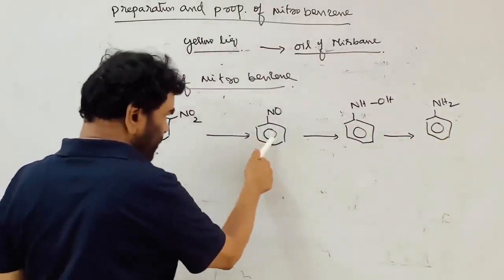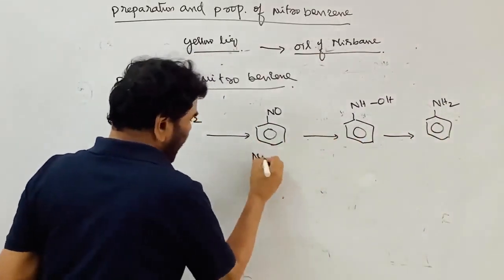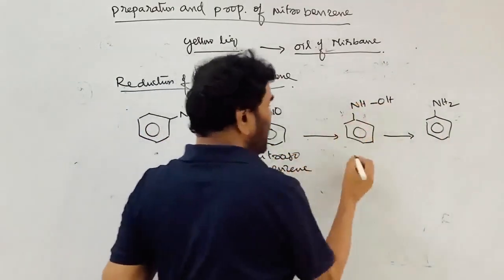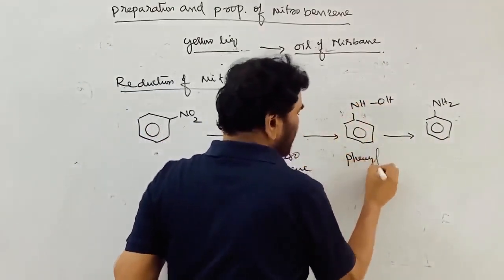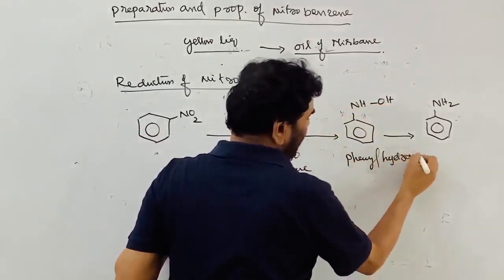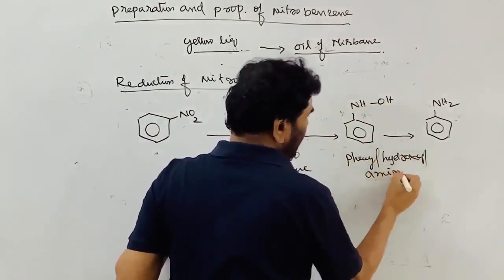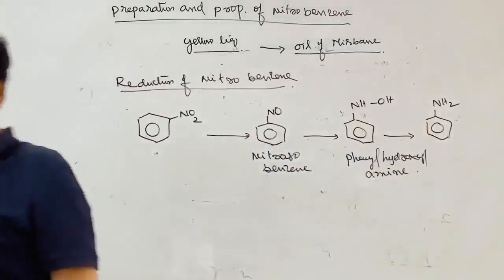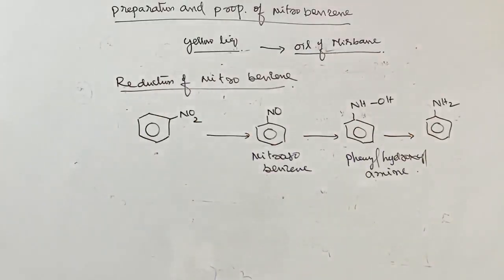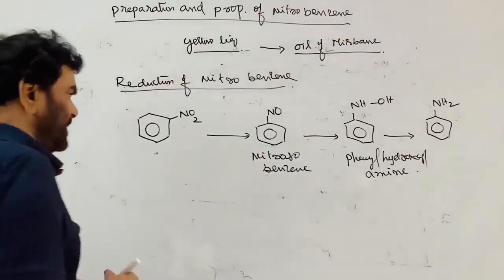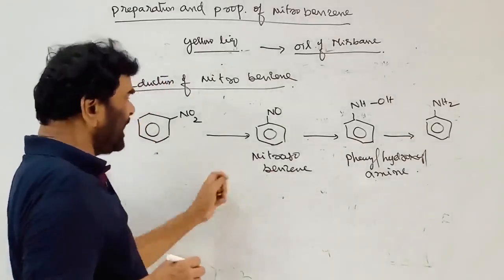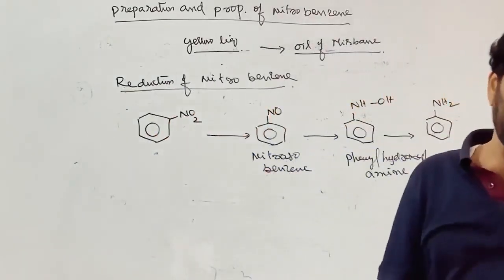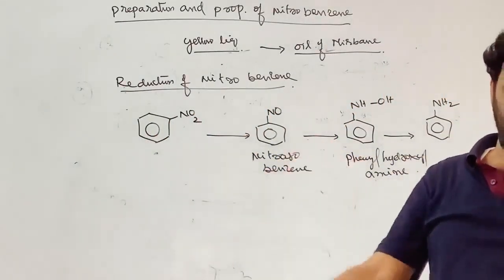Nitrobenzene, nitrosobenzene. This is the phenyl hydroxylamine. This is the aniline. Nitrobenzene, nitrosobenzene, and phenyl hydroxylamine: this is the sequence. Which product is formed depends on the nature of the reducing agent used, where the reaction stops.